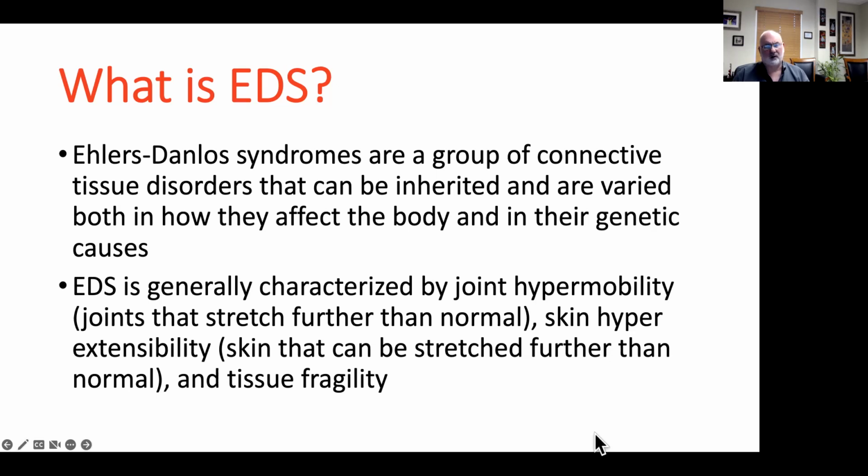EDS, as most of you already know, is a connective tissue disorder that's inherited in both autosomal dominant and recessive ways. It's characterized by being hypermobile most of the time, not always. You can have normal mobility and still have EDS. Your skin is hyperextendable, it stretches, and your tissues are fragile.